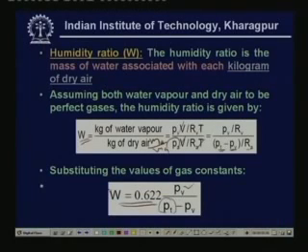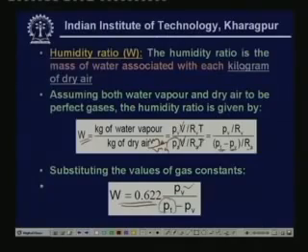Okay, before we go to the next properties, I just want to bring it to your notice that so far humidity ratio and specific volume, etc., these are all intensive properties. They are defined on the basis of 1 kg of dry air. That means in the denominator you have kg of dry air.